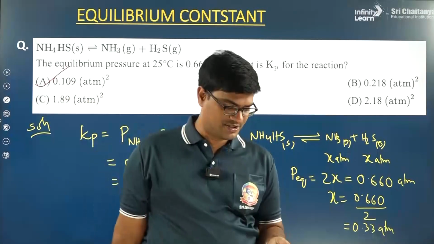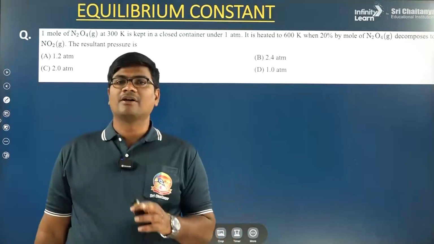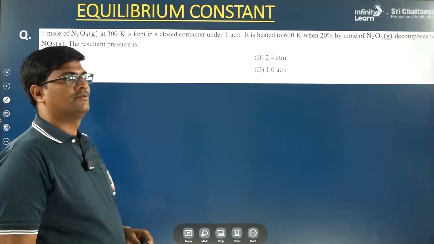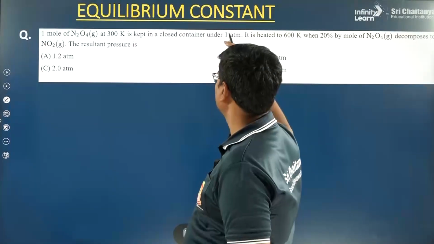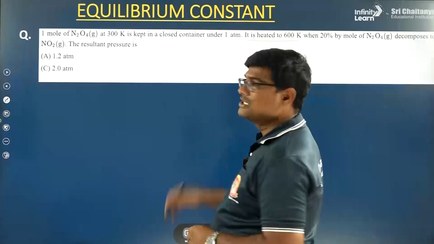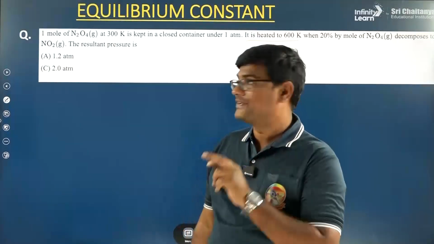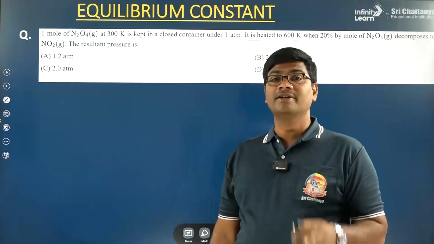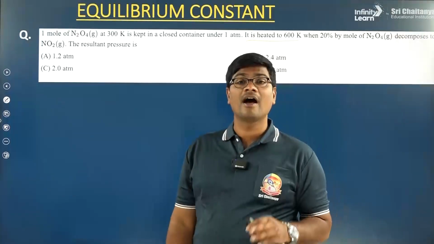Let's go for the next question. The next question is also a numerical based on the equilibrium constant. So let's go for the question once. 1 mole of dinitrogen tetroxide at 300 Kelvin is kept in a closed container at 1 atmospheric pressure, and then it is heated to 600 Kelvin. Please keep this in mind, it is heated to 600 Kelvin, and then it is 20% dissociated. So upon heating, it is 20% dissociated. Then what is the final or resultant pressure of the mixture?